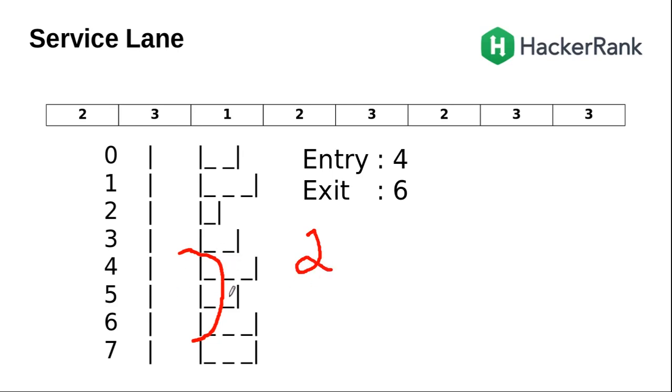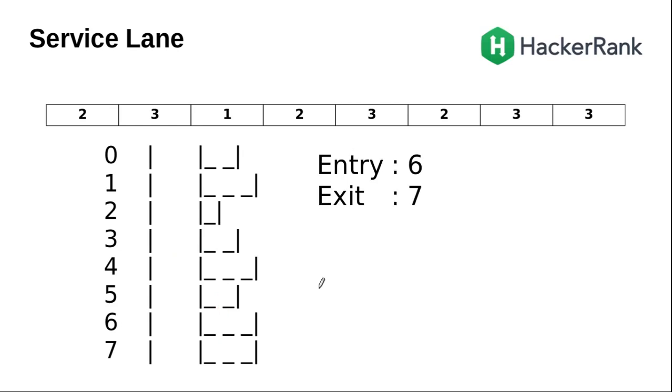Vehicles of width 1 can also enter, vehicles of width 2 can also enter into this. Among those two, the largest vehicle which can enter and come out of this is of the width 2, right? Let's take some more examples. If I say you need to enter from 6 and come out after 7, what is it? Yes, it is 3, because in both the sections the width is 3, right?